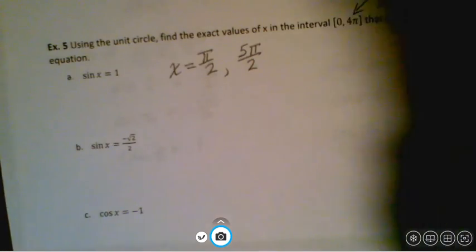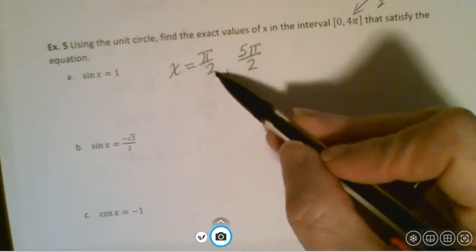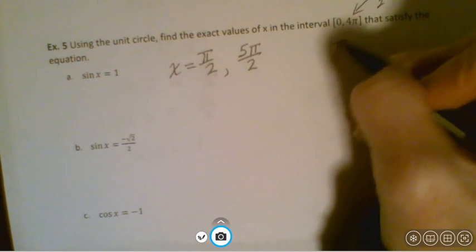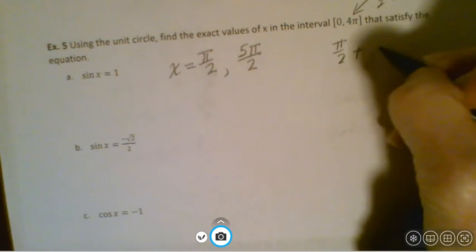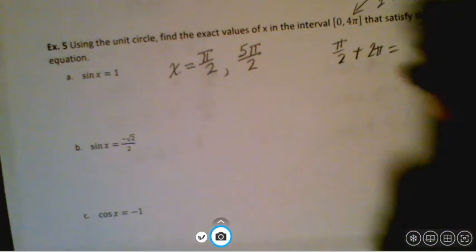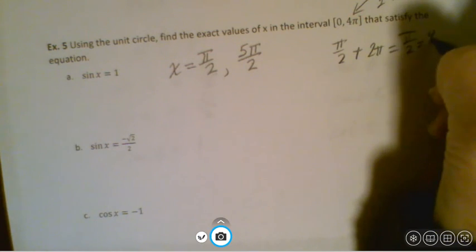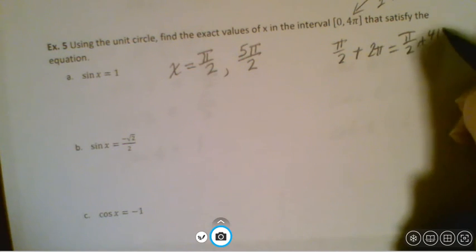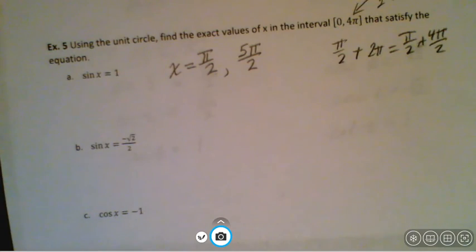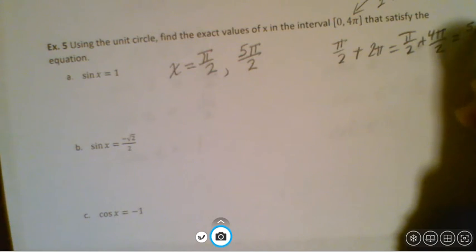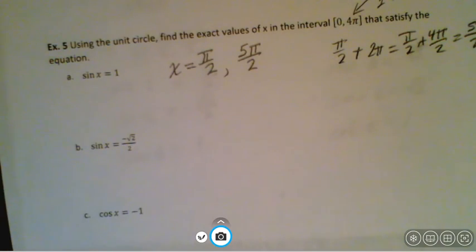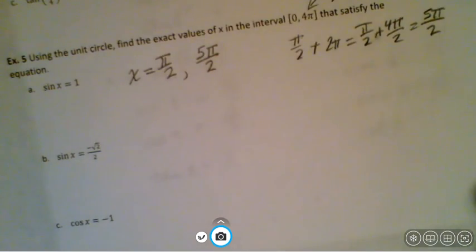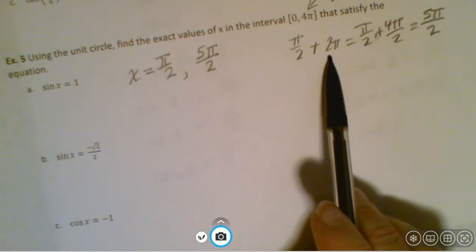Add 2 pi to go around again, and you're right back in the same spot, but you're at 5 pi over 2. So what did I do? A way to find that: pi over 2 plus 2 pi. Which, of course, I need a common denominator. Four pi over 2, and that's where I get my 5 pi over 2. I won't see the sine being 1 again till I've gone around one full other revolution, or 2 pi.